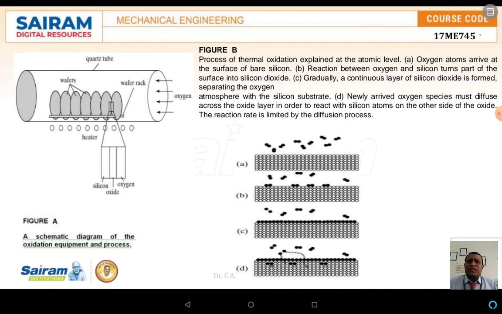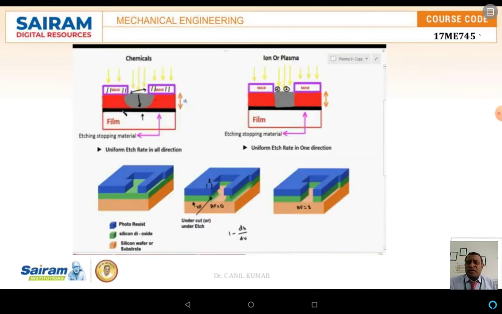Here in this case, figure B shows how the etching is taking place. Now in this slide, it can be done with chemical etching and also ion, or it may be plasma etching.